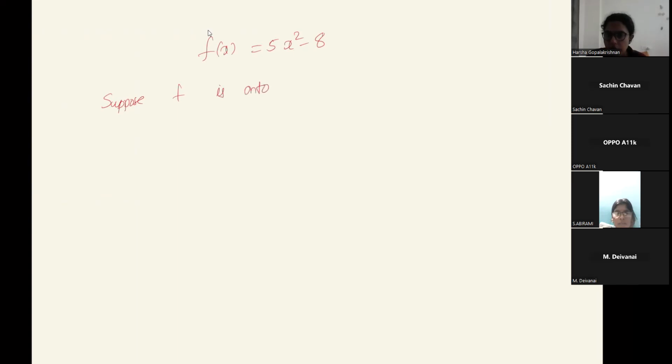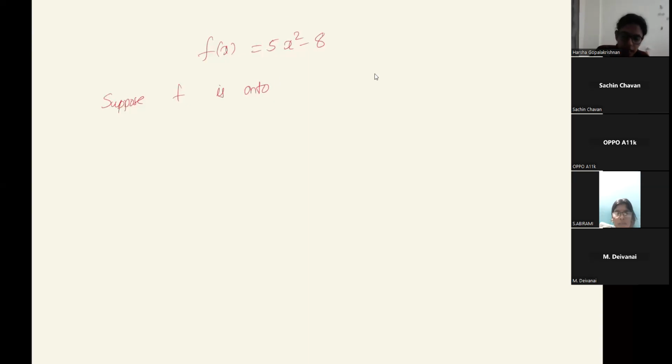Okay. Now from the function f of x, I have an intuition that this 5x square means, if x is positive, negative, or 0, this x square is always positive, right? And 5x square is always greater than or equal to 0. So 5x square minus 8 will be greater than or equal to minus 8. So what I am thinking is f of x should always be greater than or equal to minus 8. But I just want to prove that.